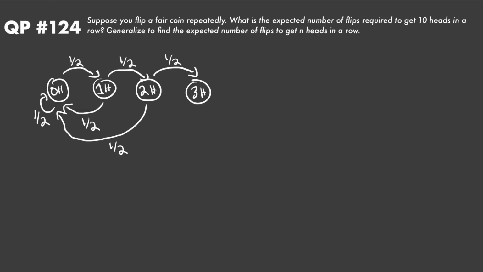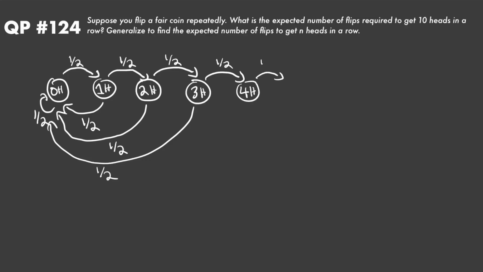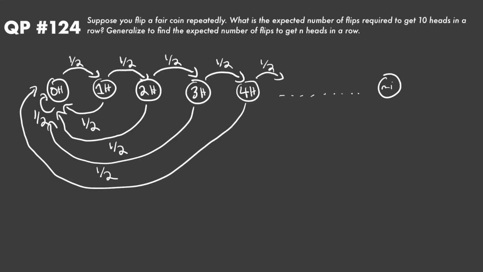And it keeps going on like this. For 4 heads, I have a 1/2 probability of getting 4 heads from this state, and a 1/2 probability of going back to the 0 head state. So I have a 1/2 probability for this one as well. Similarly, I have a 1/2 probability going forward and a 1/2 probability going back to the 0 head state for basically every single state, all the way up to my n-1 head state.